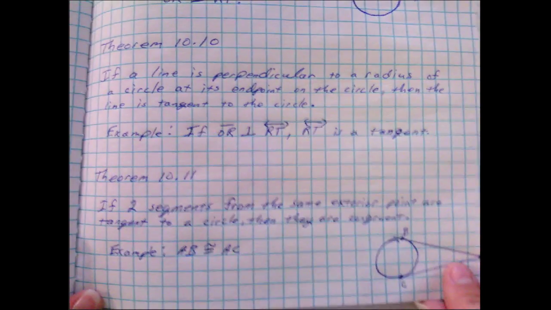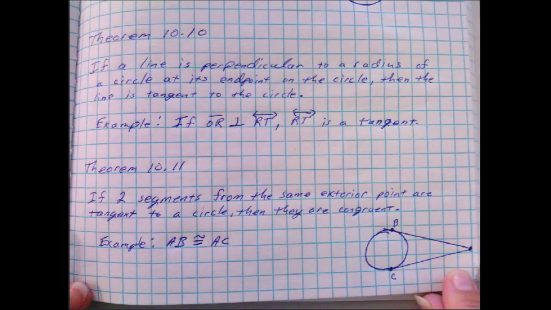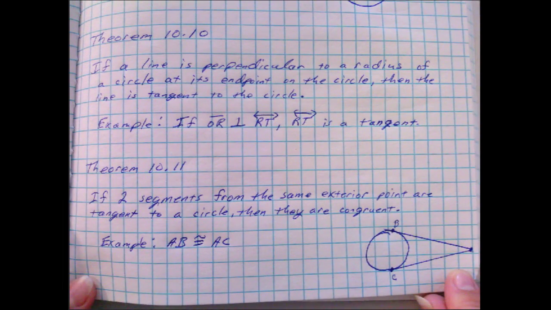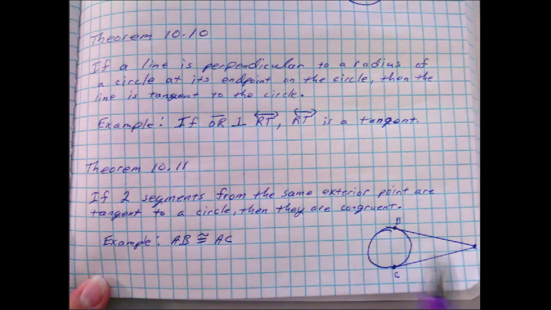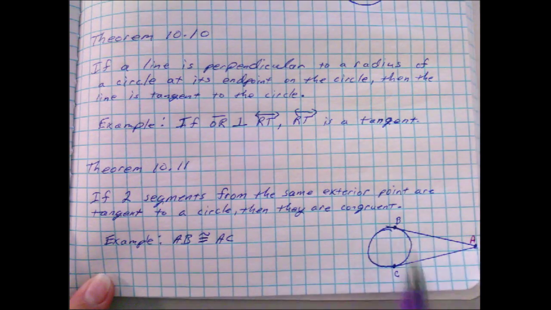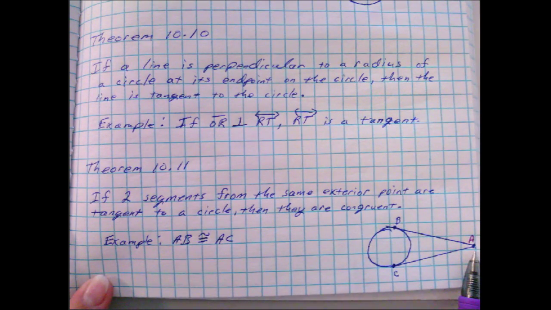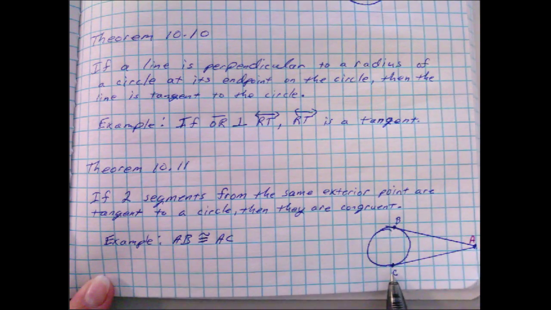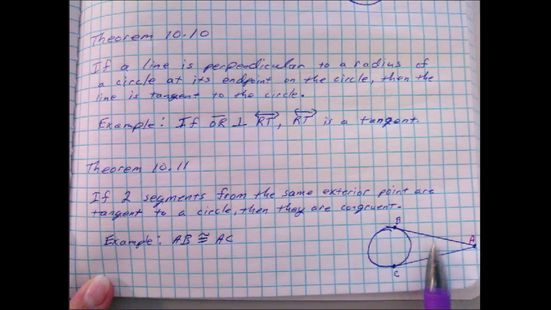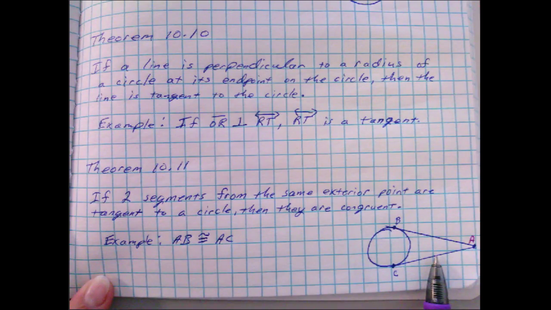So 10.11 says if segments from the same exterior point are tangent to a circle, then they are congruent. So we have two segments here. I'll call this one A. Two segments that start with the same exterior point, and they are tangent to my circle. So we know that these two segments are congruent to each other. Alright, so now that we have that information, let's go on and work some examples.